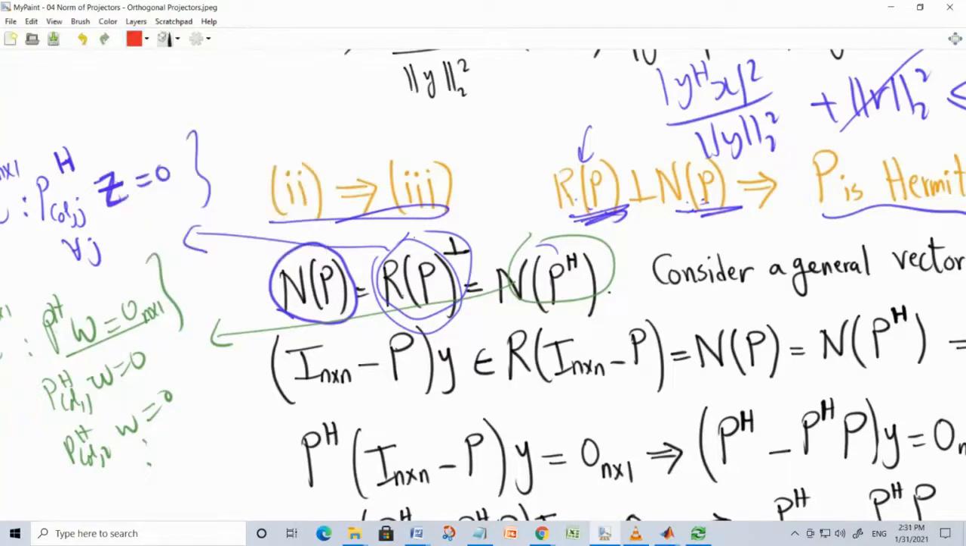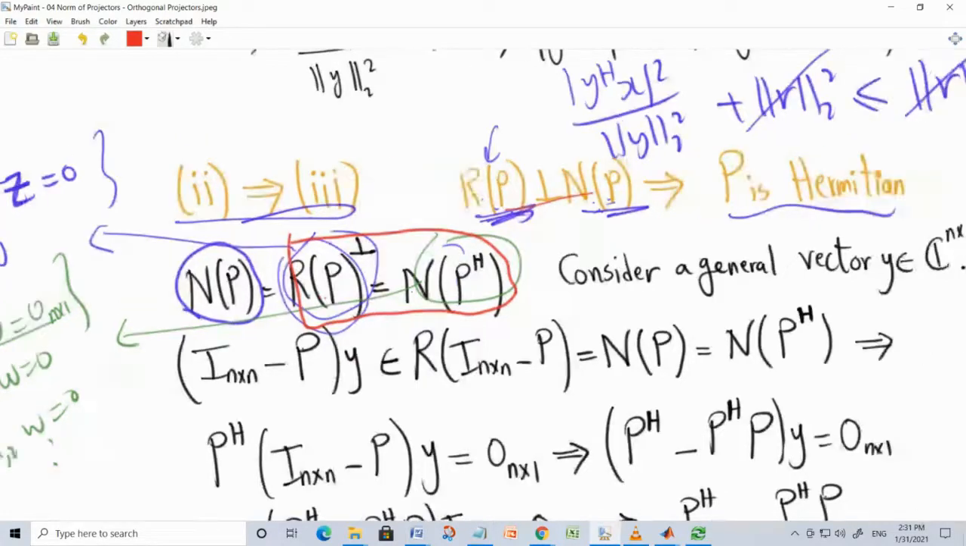So to emphasize, the relationship between these two is always there: the orthogonal complement to the range is the null space of B Hermitian. What is new to us now is this extra assumption. We are already assuming that the range itself is orthogonal to the null space of B, and so the null space is the orthogonal complement to the range.